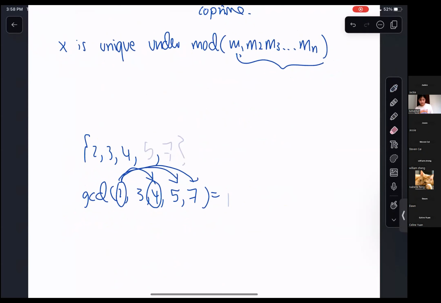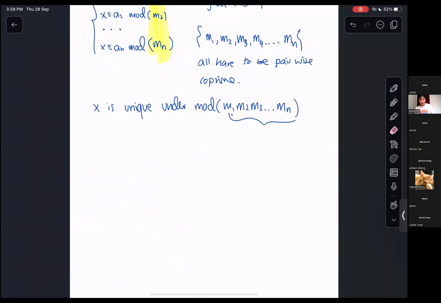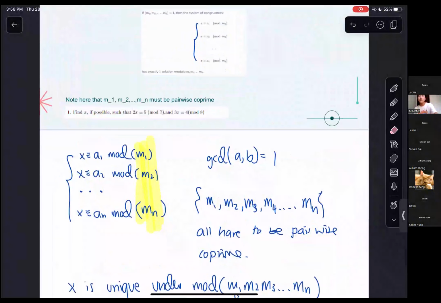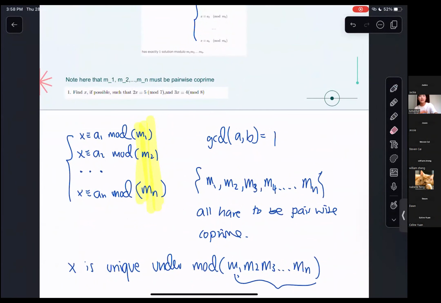Okay. Okay. So everyone understands what the Chinese remainder theorem is talking about? Or we can definitely go into it in a bit more detail if you would like.